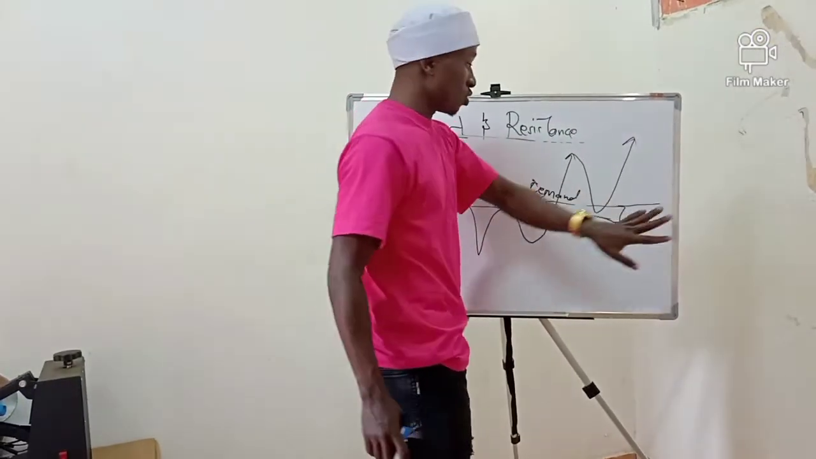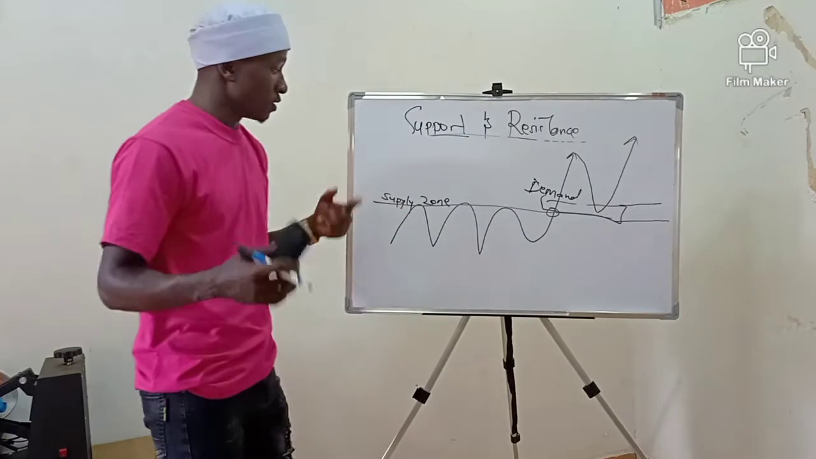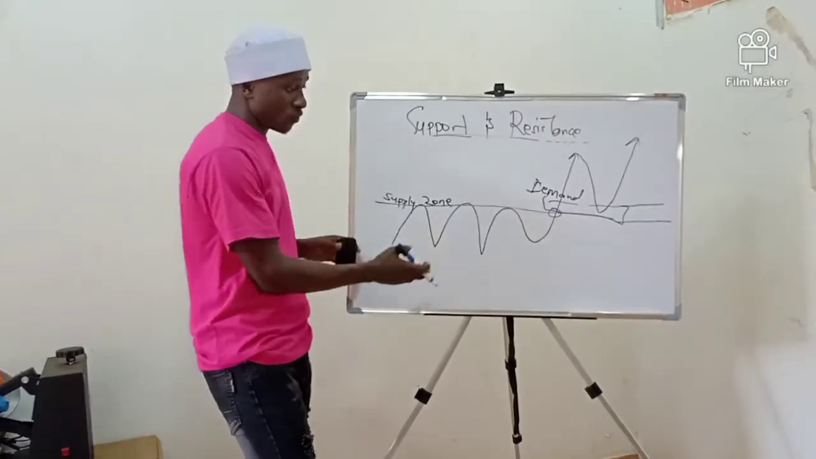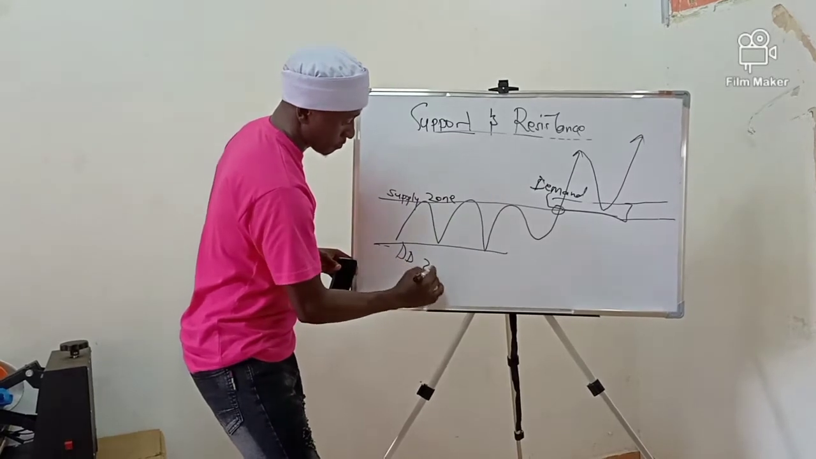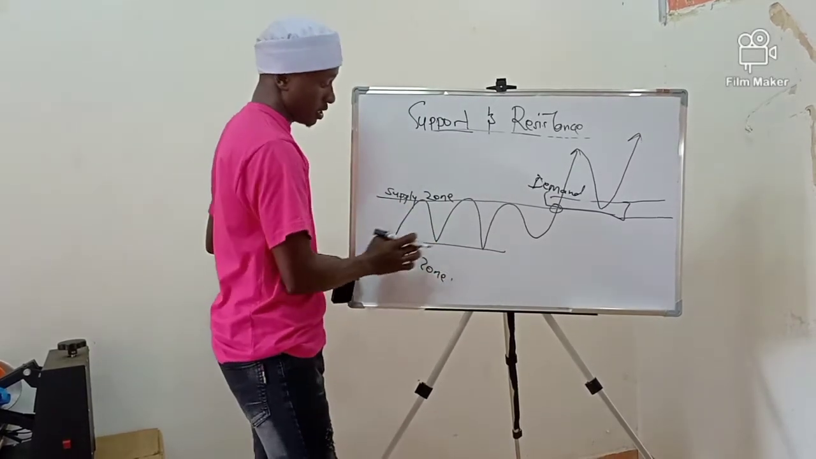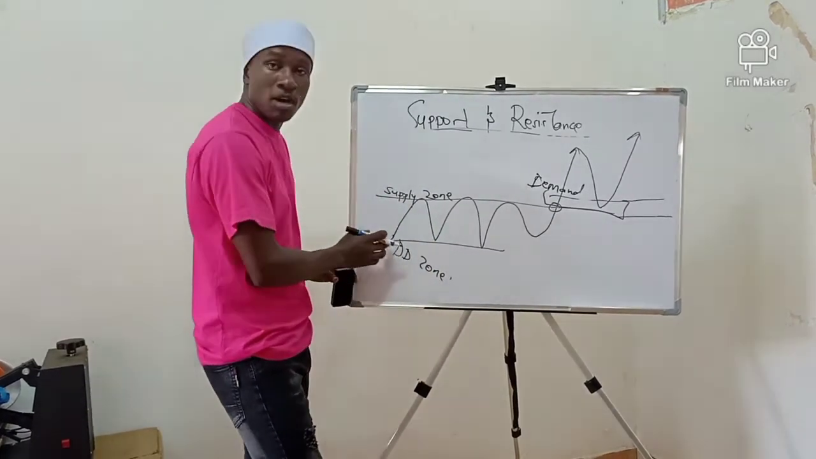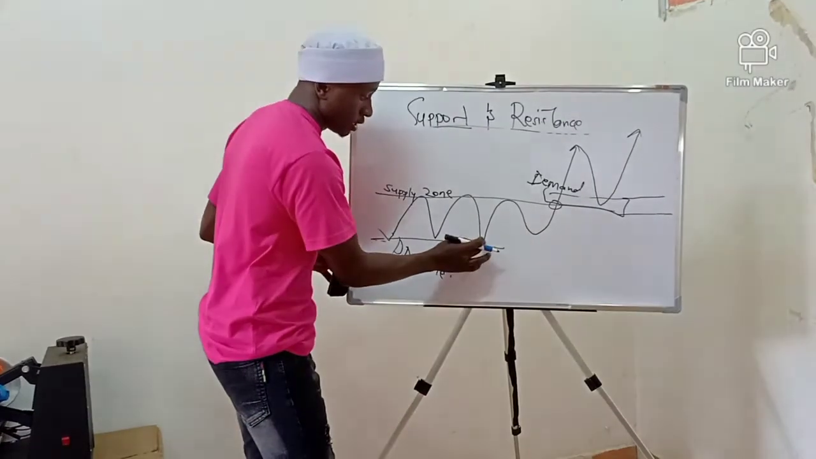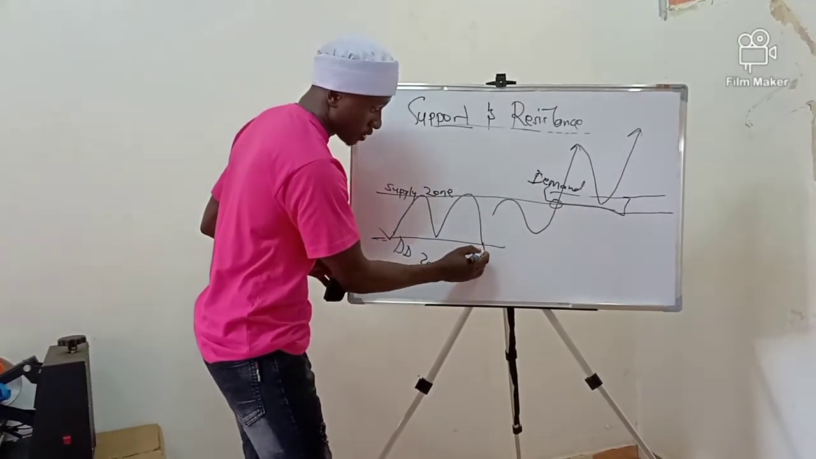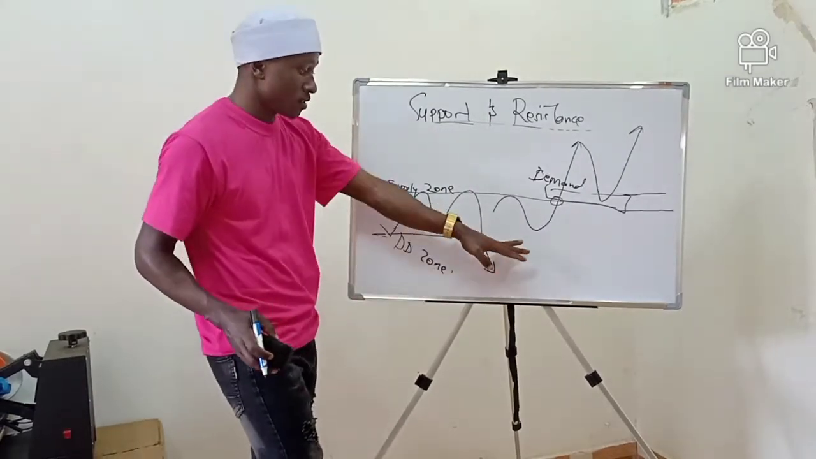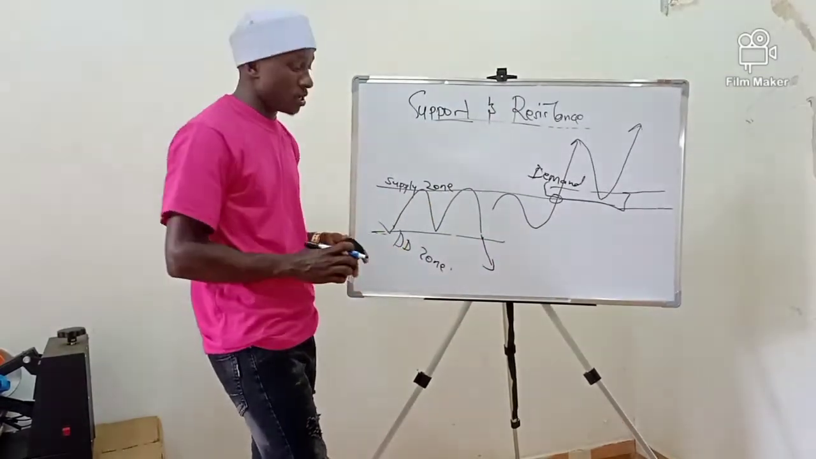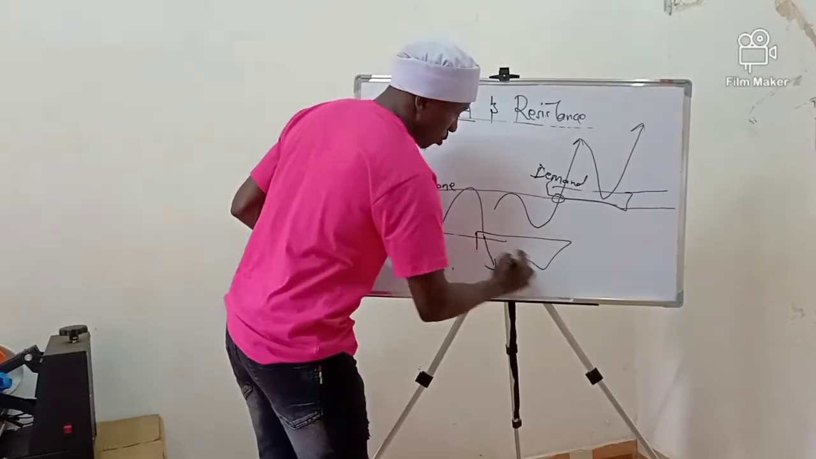And the vice versa will be the same when we speak now of the demand zone, which is here. The market might hit this demand zone so many times, and at times it can break out here and become bearish, and this ceases now to be the demand zone and becomes our support zone.